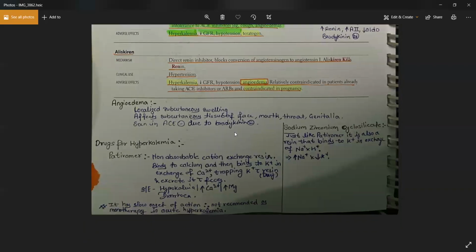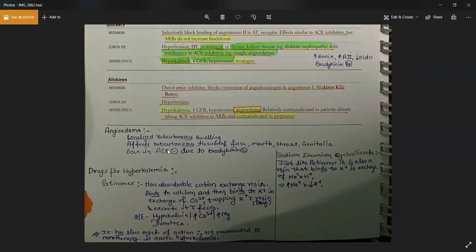And one more drug for the hyperkalemia treatment, and that is the patiromer. Basically what happens is you give this drug, and generally this drug is combined with calcium. When you give this drug, it will bind to the potassium, and when it binds to the potassium, it will release the calcium.